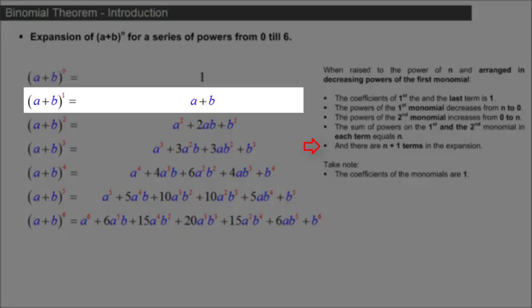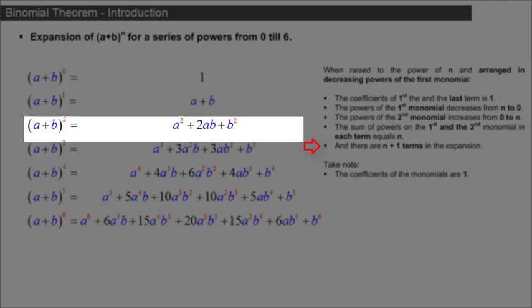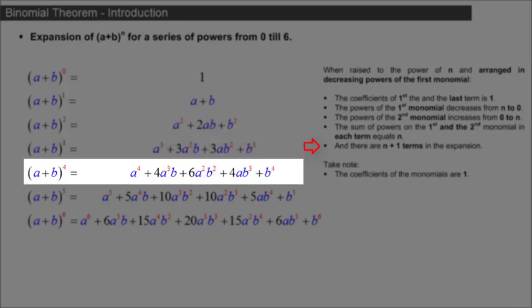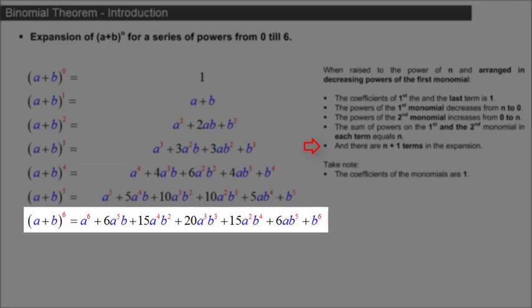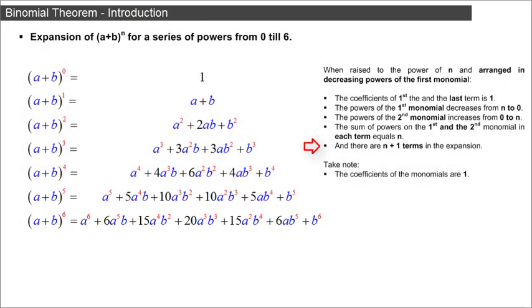To the power of 1, 2 terms in expansion. To the power of 2, 3 terms. To the power of 3, 4 terms. To the power of 4, 5 terms. To the power of 5, 6 terms. And to the power of 6, there are 7 terms in expansion. The number of terms in the expansion is therefore n plus 1.